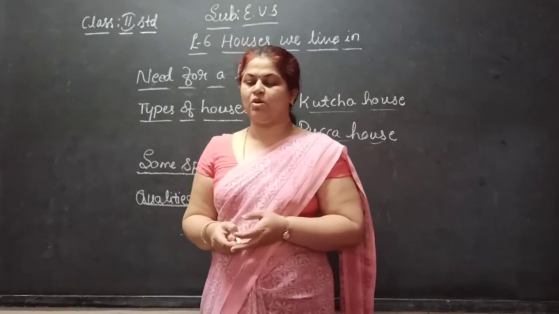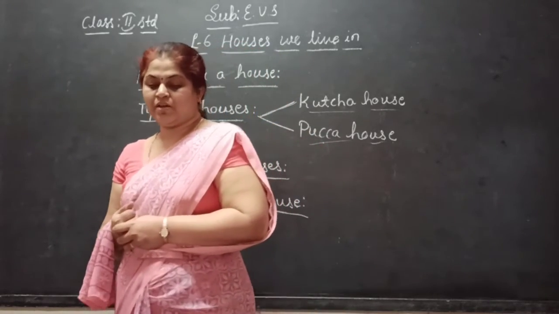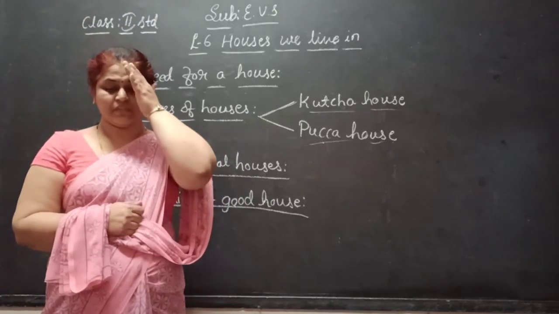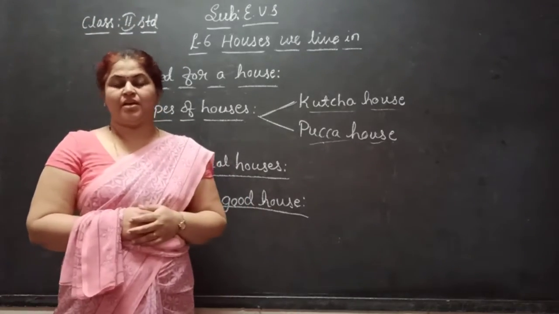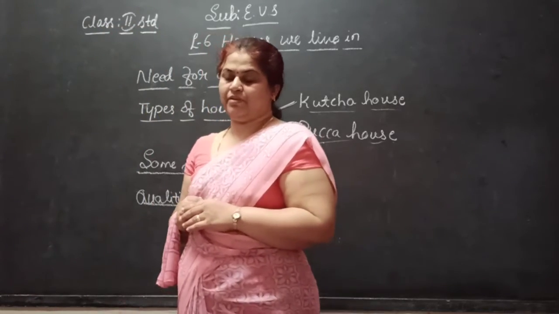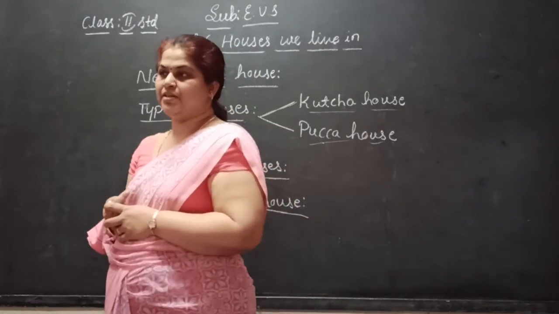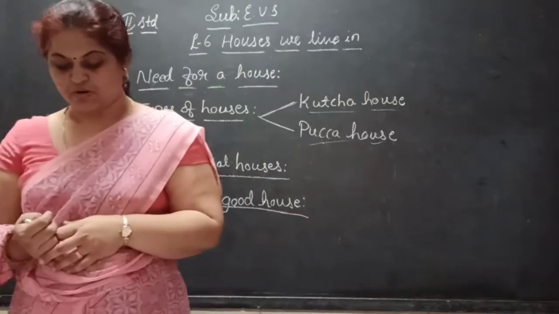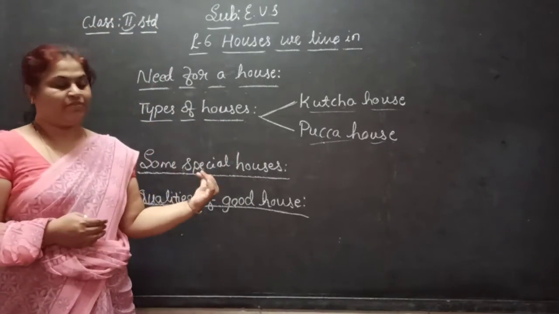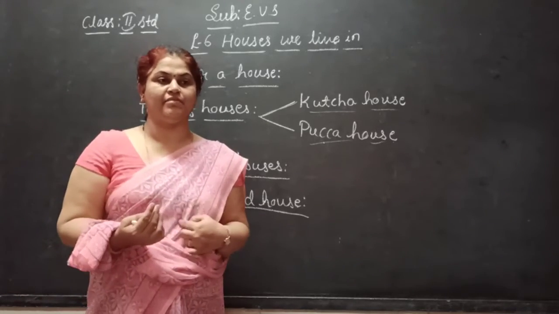Next, qualities of a good house. How should a good house be? It is not important that the house where we live must be a large one; a small house can also be a good place to live in. But it should have some of the following qualities. It should be airy and clean. Airy and clean means fresh air should come inside our house.